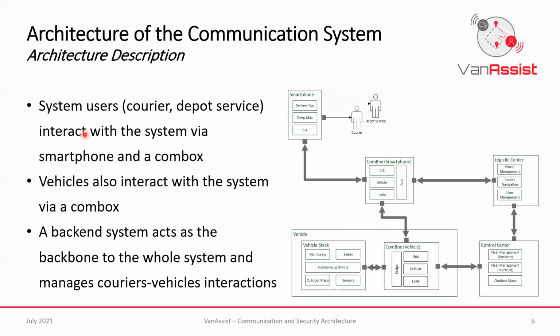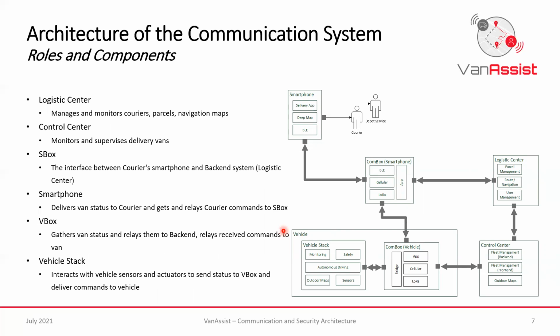So as you see here, the system users, courier and depot service, interact with the system via smartphone and a COM box, which we call S-box. Vehicles also interact with the backend system using a COM box, which we call V-box. And the backend system, which consists of control center and logistics center, acts as a backbone to the whole system and manages couriers, vehicles, interactions.